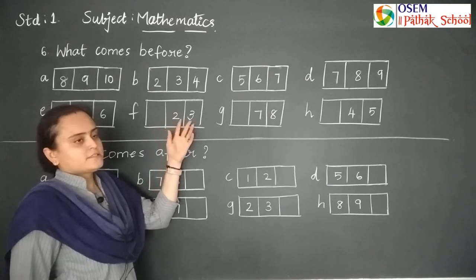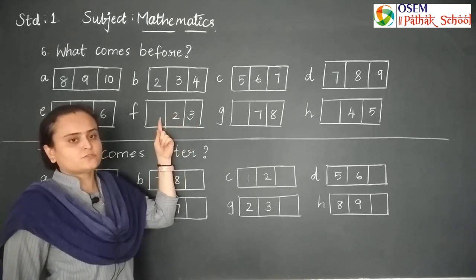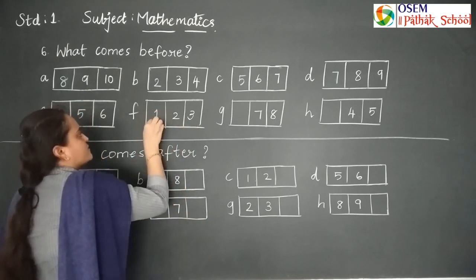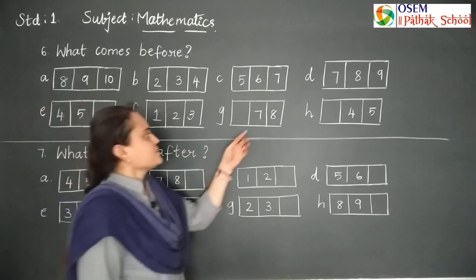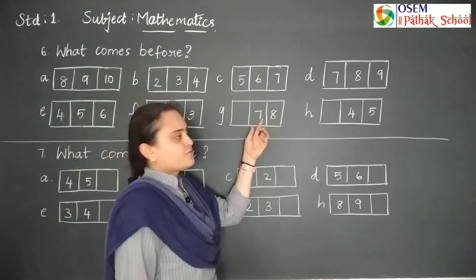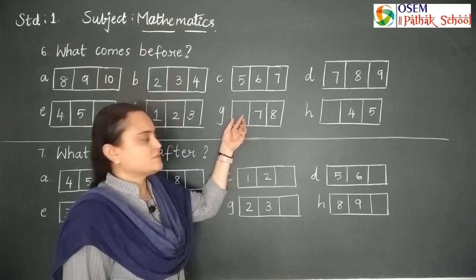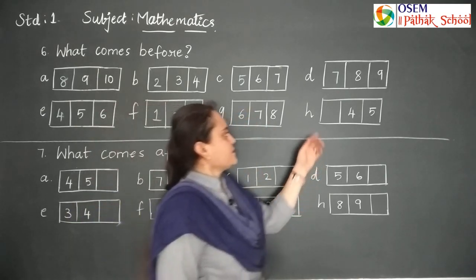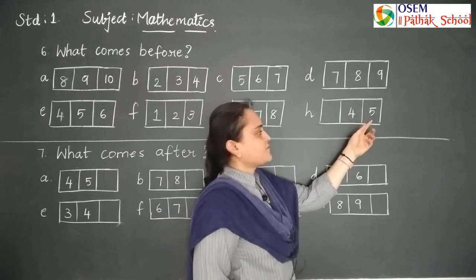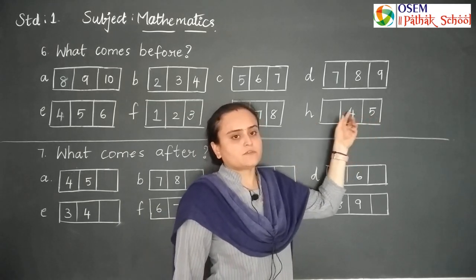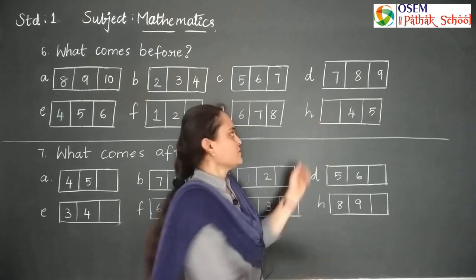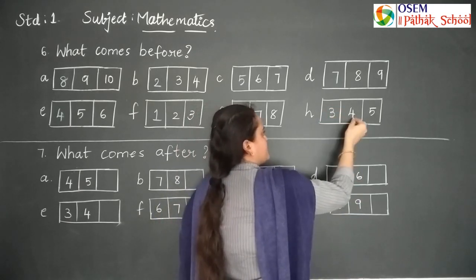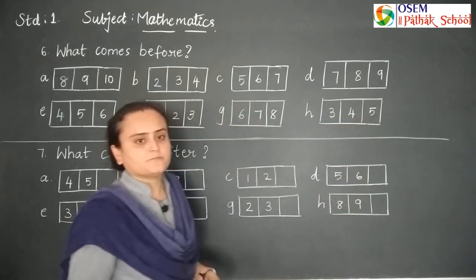2 and 3 is given. Before 2, it will come 1. Then G. 7, 8. Before 7, which number will come here? Before 7, it will come 6. Then H, 4, 5 is given. Which number will come before 4? 3. 3, 4, and 5.